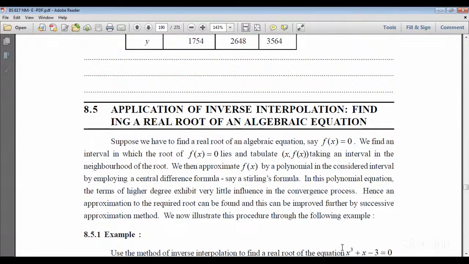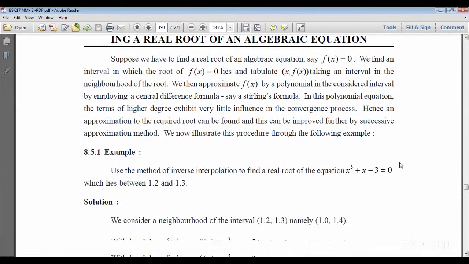Then approximate f of x by a polynomial considered over the interval, by applying a simple difference formula such as Stirling formula. In this polynomial equation, the terms of higher degree exhibit very little influence in the convergence process. Hence, the approximation to the required root can be found, and this can be improved further by the successive approximation method. We now illustrate this procedure through one example here.